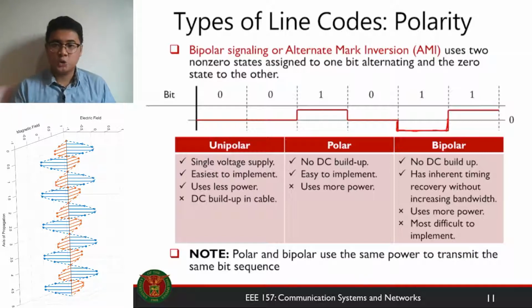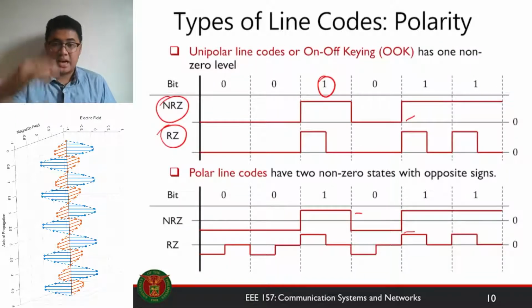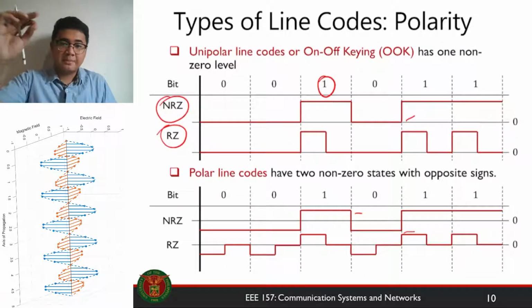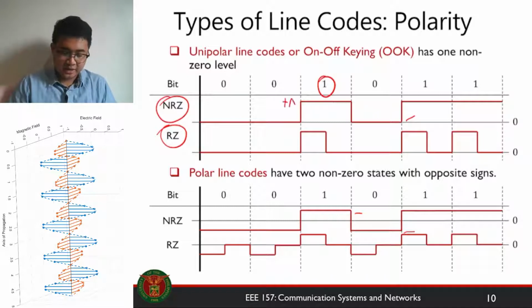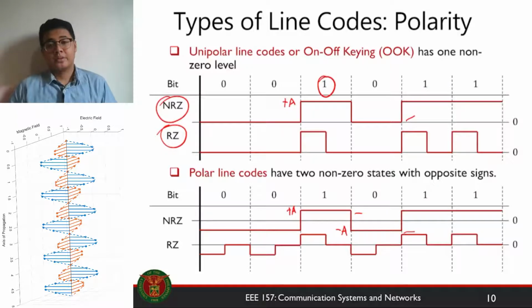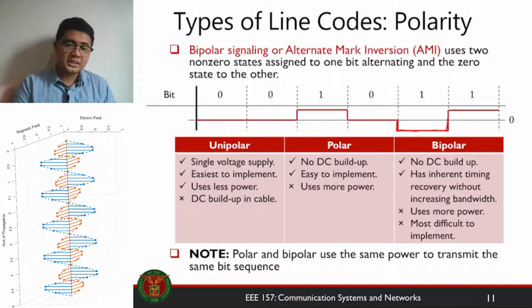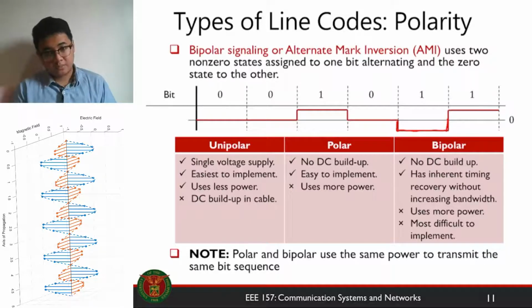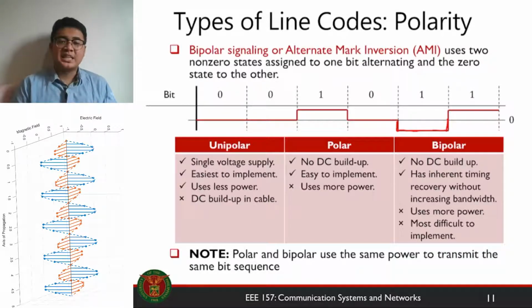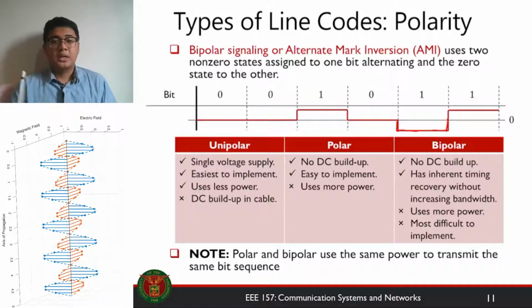How? If we assume that the high levels are of the same amplitude, let's say this is positive A for unipolar. For polar, this is also positive A, and the other side is negative A. Using that, we know that for unipolar, sometimes it's on, sometimes it's off. So sometimes it uses energy, sometimes it does not. So it uses less power compared to your polar line code.